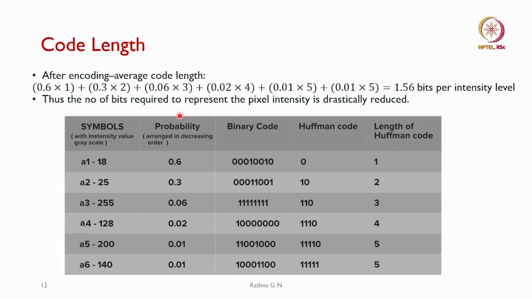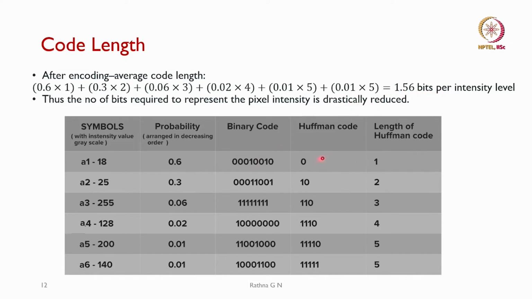Now, let us see how many bits per intensity level are required, as shown here. Because the occurrence is 0.6, I need 1 bit here, and for the other ones you multiply the probability, like 0.3, by the number of bits. So, you will see that approximately we need 1.56 bits per intensity level. Thus, the number of bits required to represent our pixel intensities is drastically reduced from 8, which we had earlier, to 1.56 bits per intensity level.